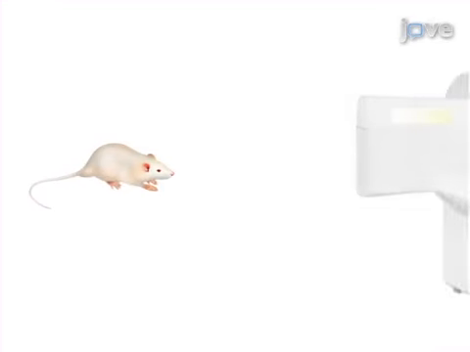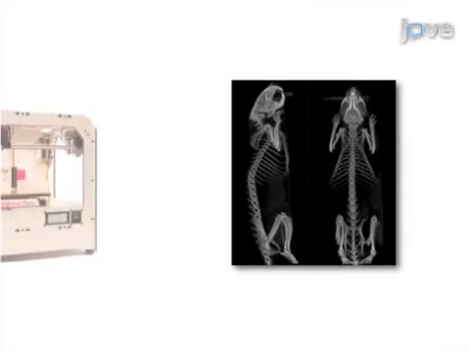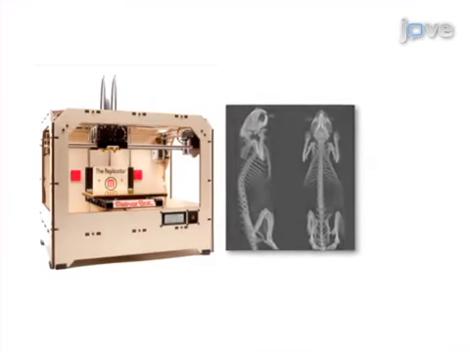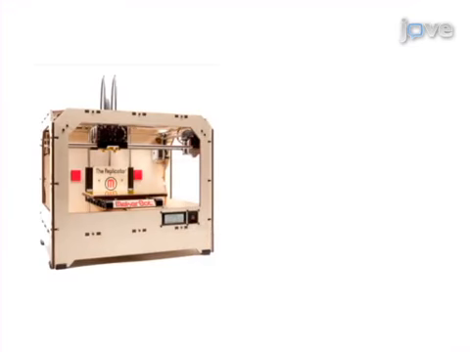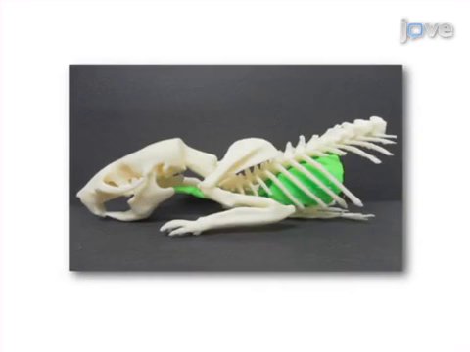This is accomplished by first placing a rat or mouse into an image station and scanning in X-ray computed tomography mode. Next, the data is reconstructed and formatted for input into a commercial 3D printing device. In the final step, the printer extrudes a complex physical model of skeletal or soft tissue data in plastic.